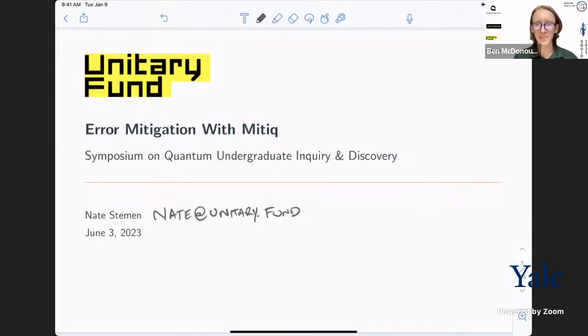For this event, we are pleased to introduce Nate Stemen, who will give us a talk about the Unitary Fund, their microgrant program, open source ecosystem, and the Mitiq software. Nate received his bachelor's degree from New York University in math and physics. He then worked at Overleaf as a software developer before completing a master's degree at the University of Waterloo, where he studied error mitigation and quantum circuit compilation with Professor Joel Wallman. He is now a member of the technical staff at the Unitary Fund, where he works on Mitiq, a Python toolkit for implementing error mitigation techniques on quantum computers.